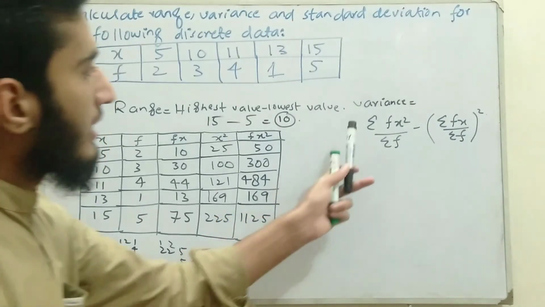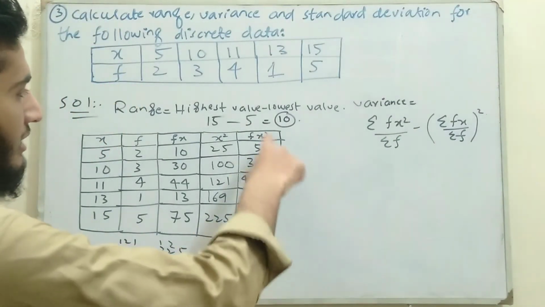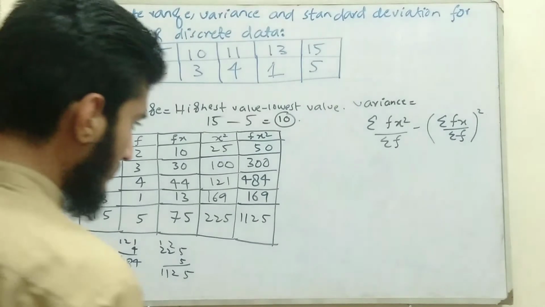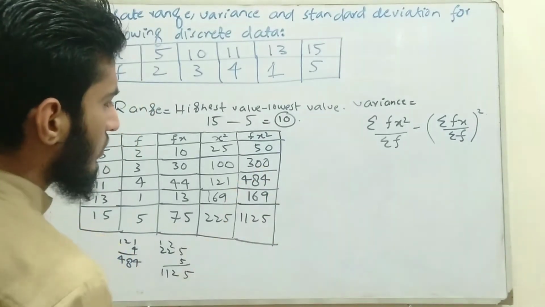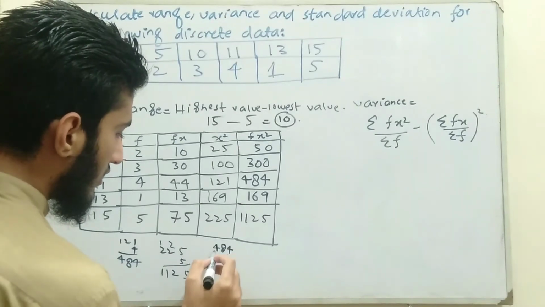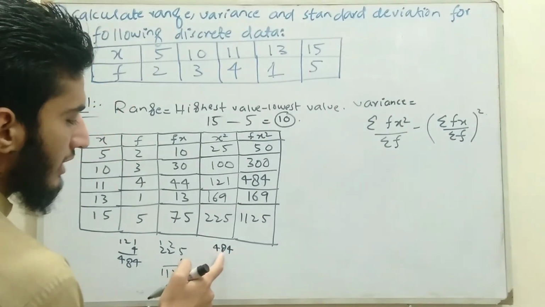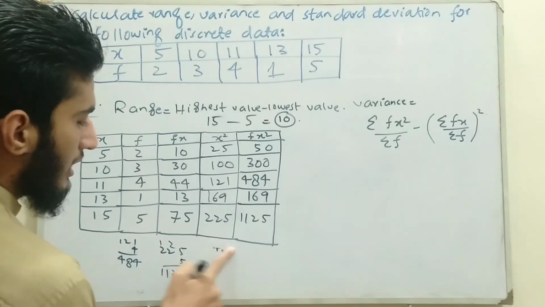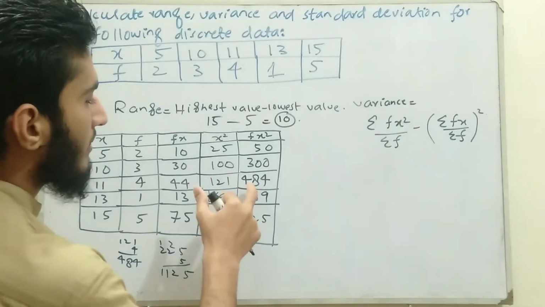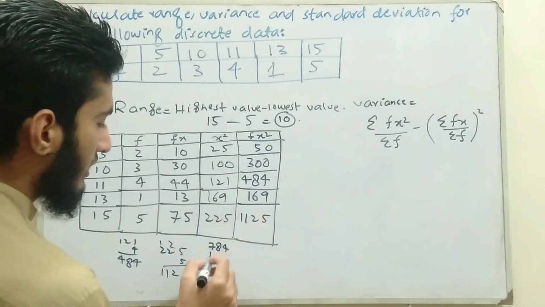Now we are going to find the summation of f of x square. Summation of f of x square means the addition of all this set of data. First we are going to add 300 and 484, which gives us 784. Now after this add 169 with it.